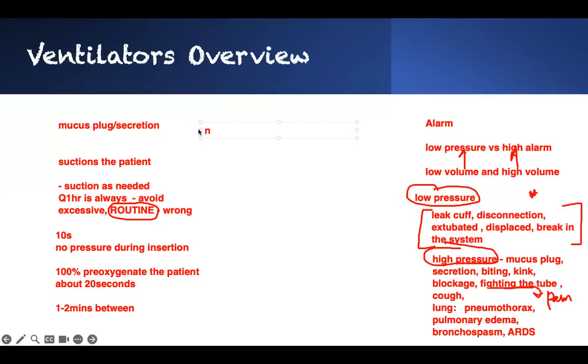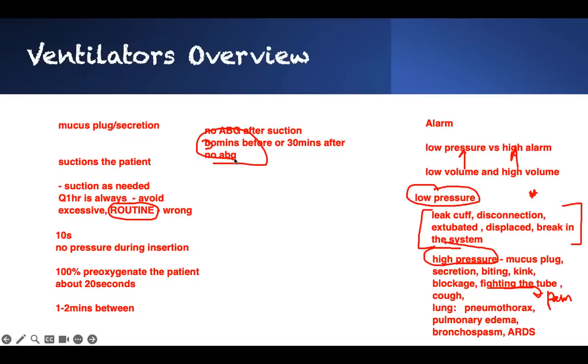Then no ABG after suctioning. So this is the way I can say it. 30 minutes before or 30 minutes after. You should not draw ABG within that time. If you suctioned a patient 30 minutes ago, yeah, you can draw ABG. If it's after 30 minutes, you can draw ABG. You got to wait. So you try not to suction them within that time frame. You have to wait to allow the alveoli to recruit.